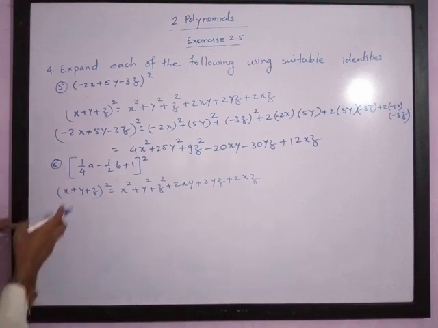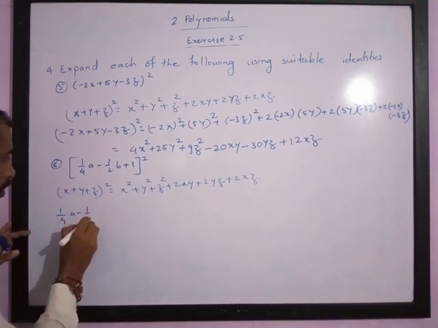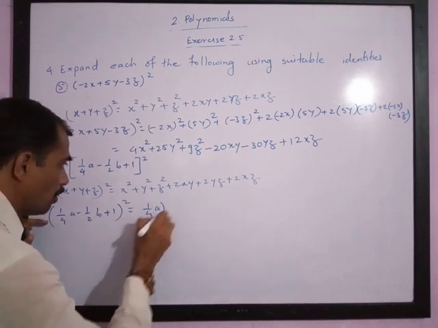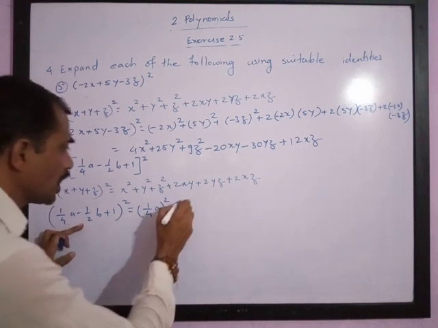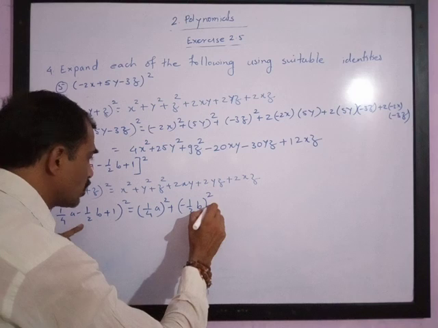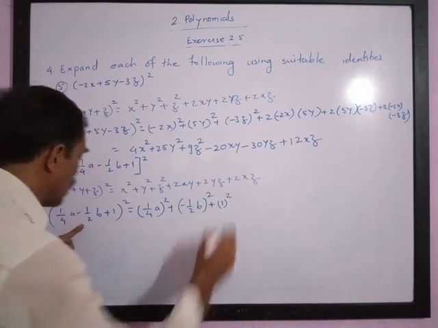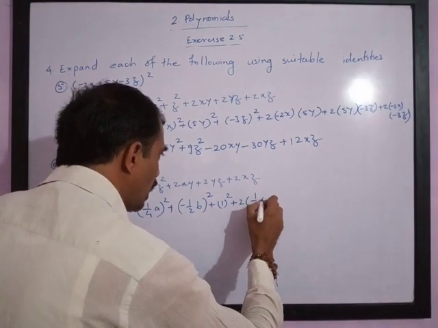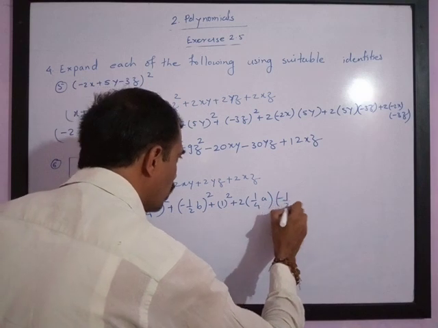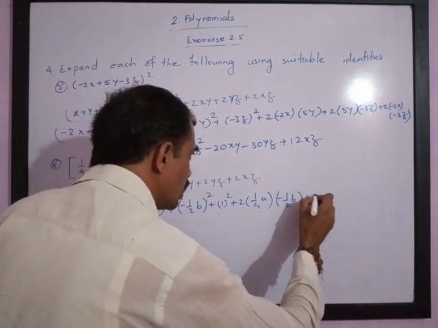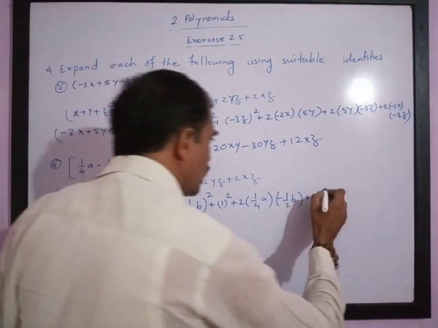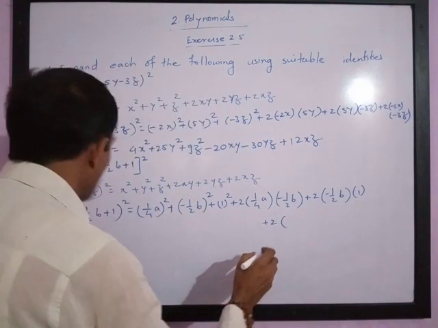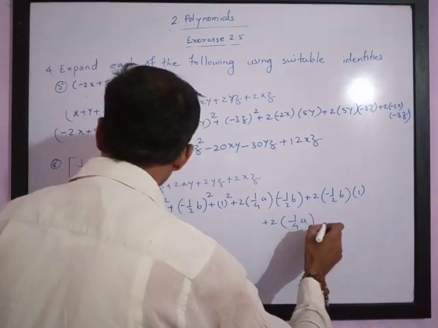So this becomes (1/(4a) - 1/(2b) + 1) bracket square is equal to square of the first, (1/(4a)) bracket square, plus square of the second, (-1/(2b)) bracket square, plus square of the third, 1 square. Now 2 multiplied by first and second, 2 multiplied by 1/(4a) into -1/(2b), plus 2 multiplied by second and third, that is -1/(2b) into 1, plus 2 multiplied by first and last, that is 1/(4a) and last is 1.